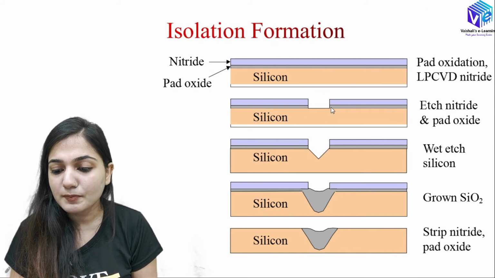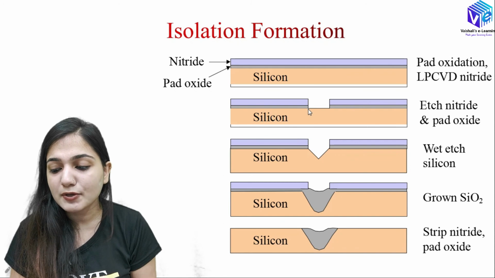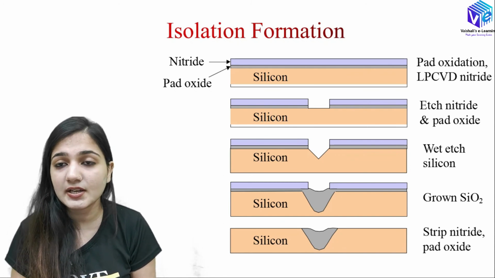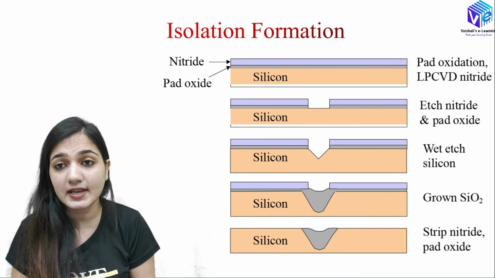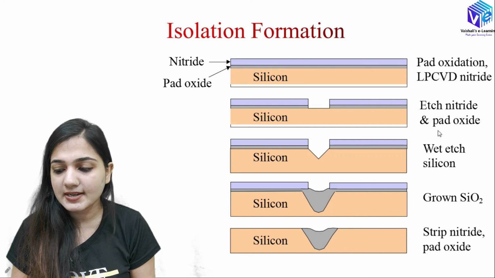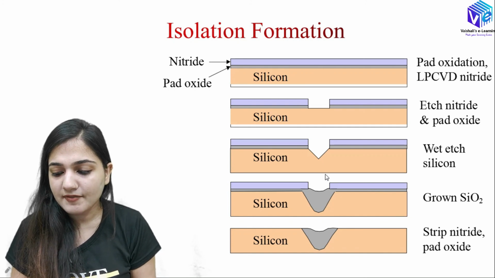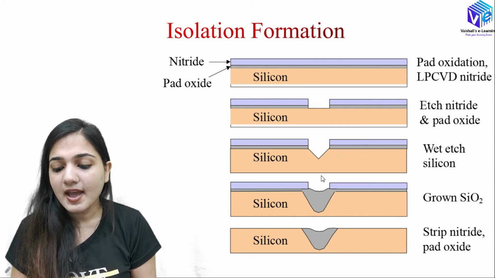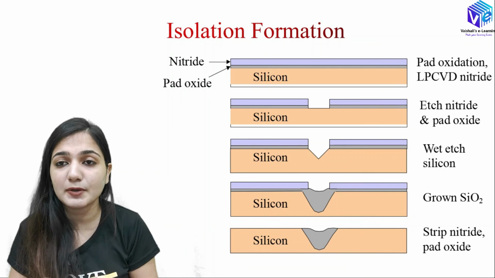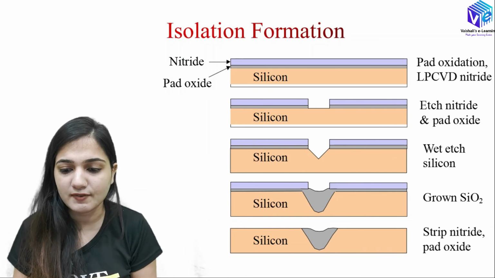Now from this opening I want to make an isolation. For that I want to etch out silicon. So again I will be using the wet etching of the silicon. I have already told you, for the wet etching of the silicon I will be using the nitric acid as well as the hydrofluoric acid. So first of all the silicon dioxide will grow. So here I will be having the silicon dioxide, and after that I will be using the hydrofluoric acid to remove the silicon dioxide, and this is how I can make the isolation between the two transistors or two MOSFETs.